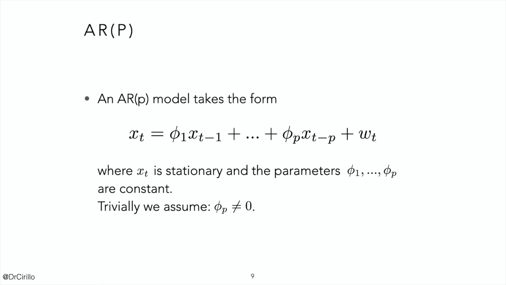the sum of p lags in the x quantity, so xt minus 1, xt minus 2, xt minus 3, up to xt minus p. All these lags have their own parameters, so phi1, phi2, phi p, plus a white noise component, wt. Okay? Now, this time series has some requirements.